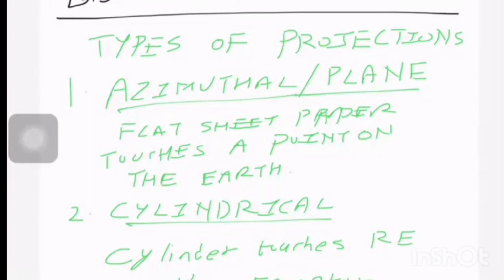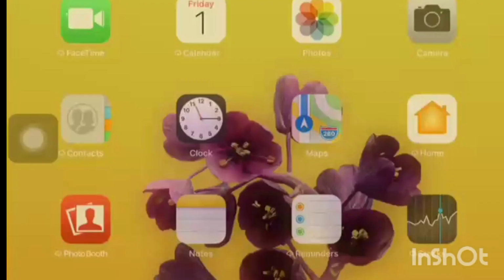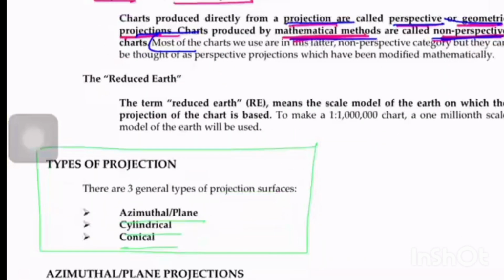Done, sir. Done, sir. Done? Done, sir. Okay. Understood azimuthal projection? Azimuthal, or it's also called plane projection. Any question on this? No, sir.